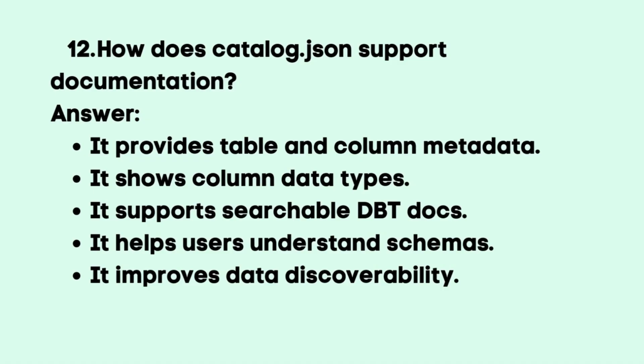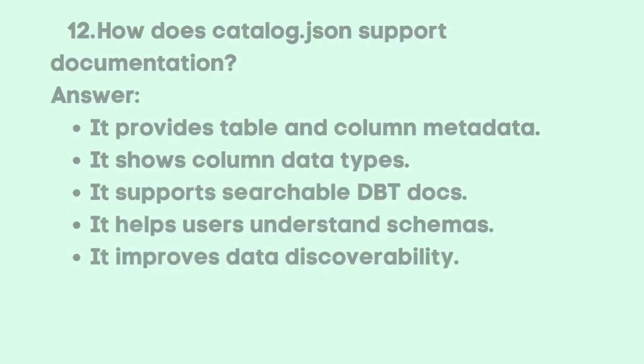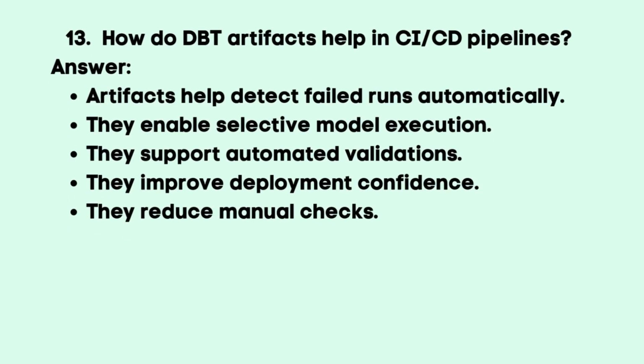How does catalog.json support documentation? Answer: It provides table and column metadata. It shows column data types. It supports searchable Dbt docs. It helps users understand schemas. It improves data discoverability.